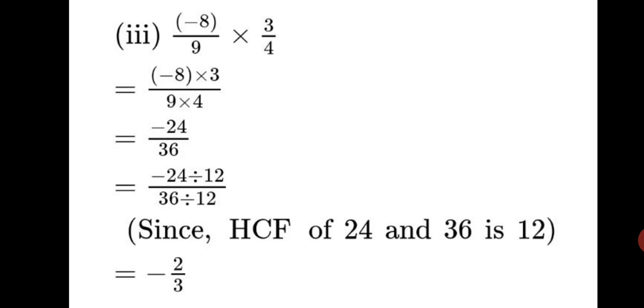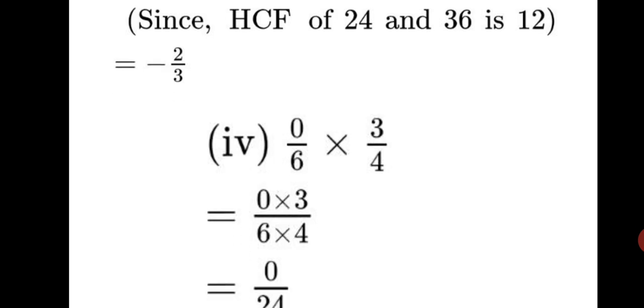So there are multiple ways of solving multiplication of rational numbers. Whichever method is applicable or convenient to you, you can use. But the final answer should be correct. Okay, so let's see the fourth sum now.